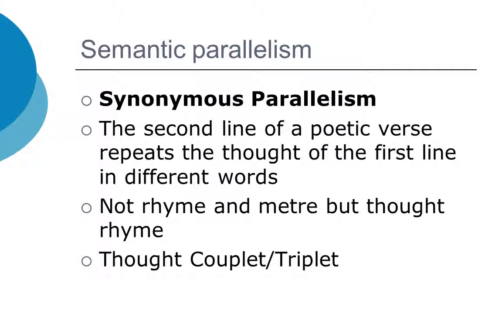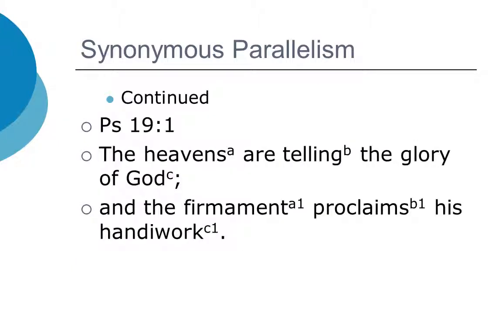This is when the second line of a poetic verse repeats the thought of the first line, but only in different words. So for Hebrew poetry, it's not so much rhyme and meter, but rather what we could call thought rhyme. This is identified in both couplets and triplets, but mostly couplets, as we will see. Let's give an example of synonymous parallelism. Psalm 19 verse 1. The heavens are telling the glory of God, and the firmament proclaims his handiwork.